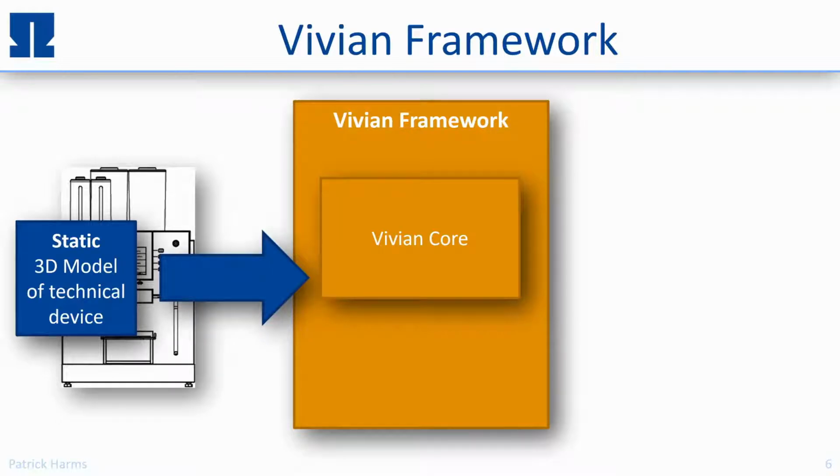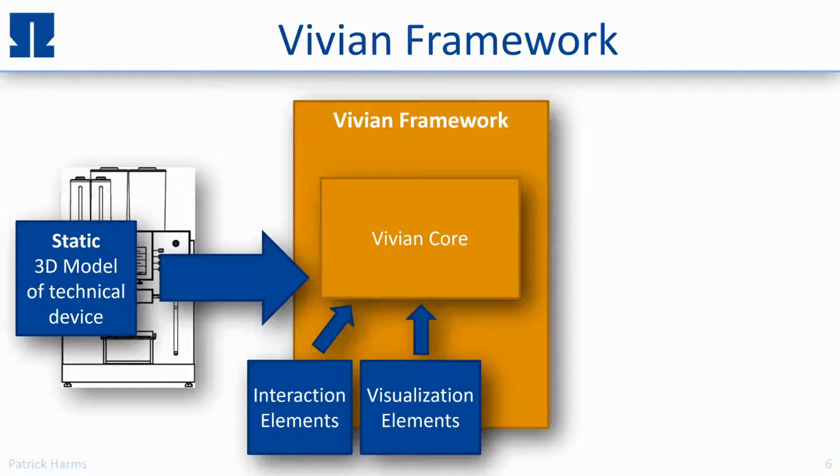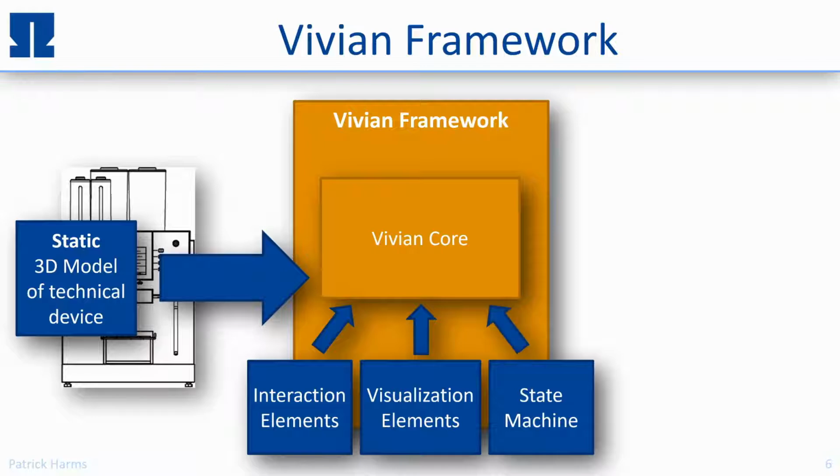In addition, users of the framework need to specify which elements of the static model are interactive, basically which element is, for example, a button. Furthermore, you have to specify which element can be used to visualize something, for example, which element is a light or which element is a screen. And finally, you specify what happens when, and for this we utilize state machines.